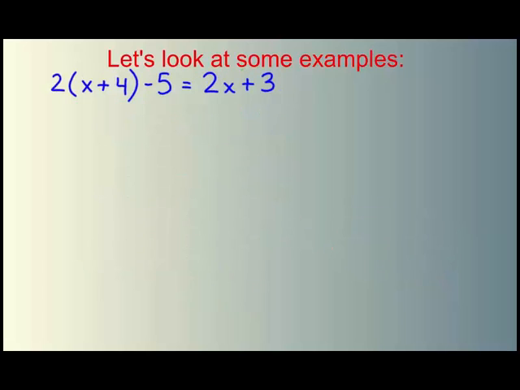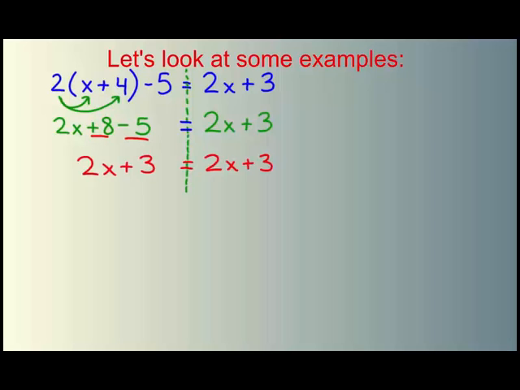Let's go ahead and look at another example. So once again here I have a distributive property that I'm going to have to use. So in order to simplify, we'll start by distributing. So I'm going to multiply that 2 by the x and 2 by the 4, which gives me that 2x plus 8. Still the minus 5 on the left side, and that still equals 2x plus 3.